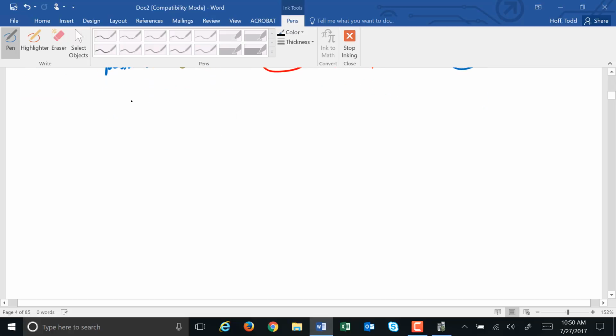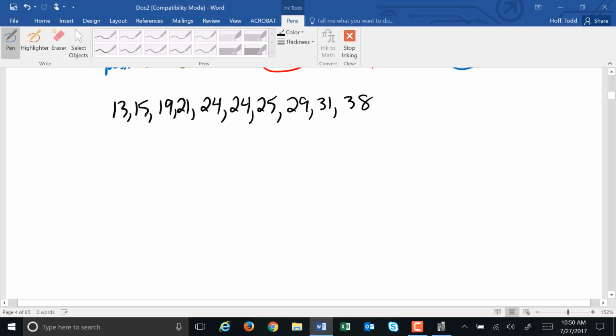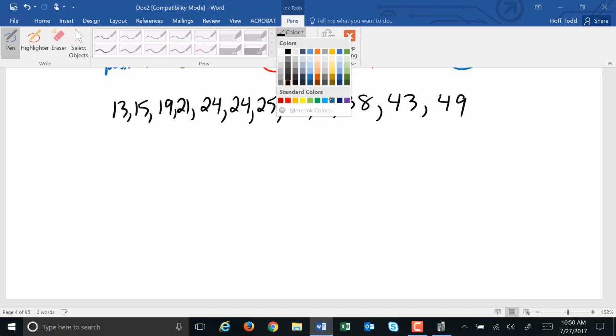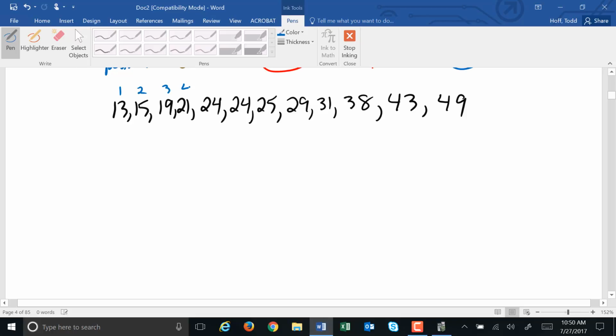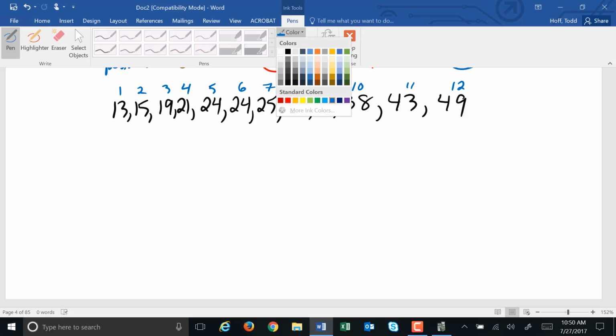I'm going to look at one more set of numbers here. Let's see, 1, 2, 3, 4, 5, 6, 7, 8, 9, 10, 11, 12. So here, I put them in order again already, from smallest to largest. That part's done.